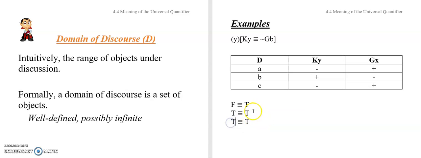So false. In this case, it turns out the biconditional turned out to be true, but in these two other cases, it was false. So in this particular domain, this statement is false. And that's the basics of how we're evaluating these statements.